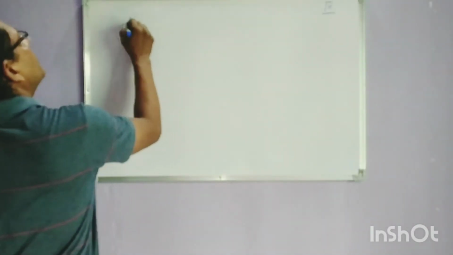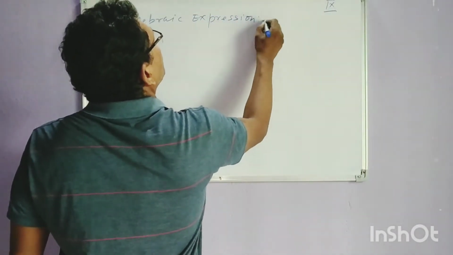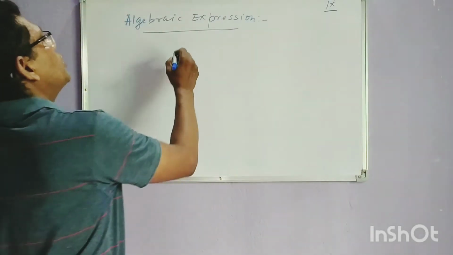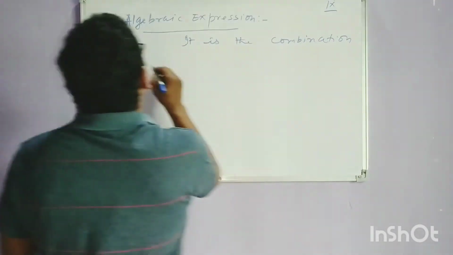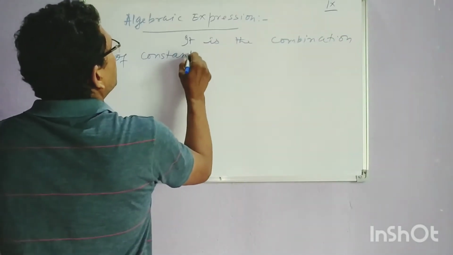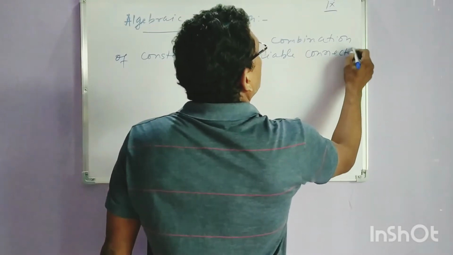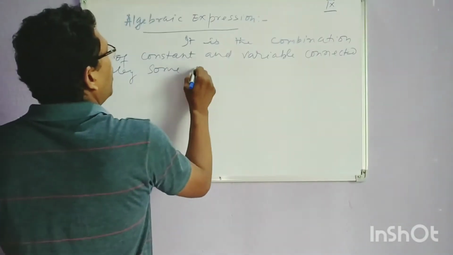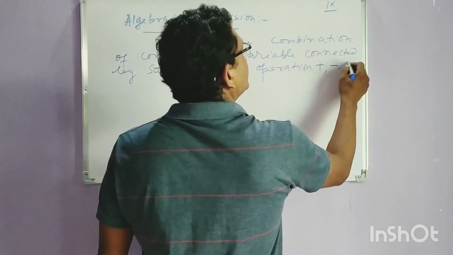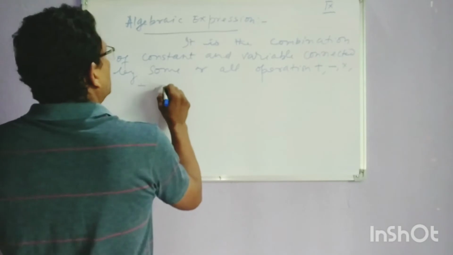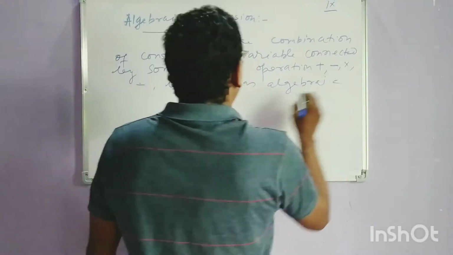Now, algebraic expression. Algebraic expression is the combination of constant and variable connected by some or all operations, plus, minus, into, divide, is known as algebraic expression.